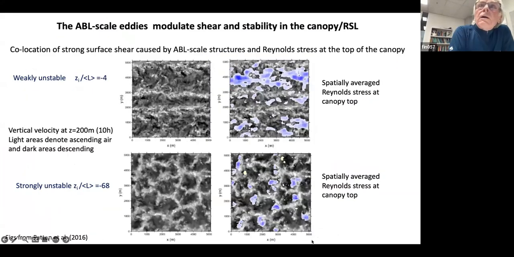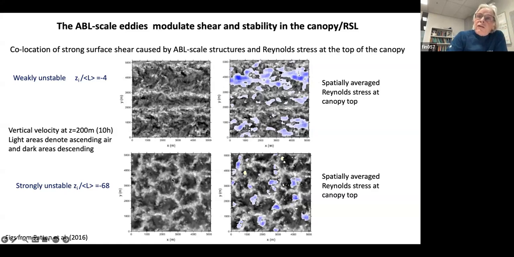So these atmospheric boundary layer scale eddies modulate the shear and the stability at the top of the canopy and in the roughness sublayer. We can look at this weakly unstable case where we have descending areas of faster moving air coming down between the rolls, and especially average Reynolds stress at the canopy top, the blue colors here, that's where you find them, where the descending parts of those rolls, between the rolls, bring fast moving air down to the surface, and naturally we get larger values of the Reynolds stress.